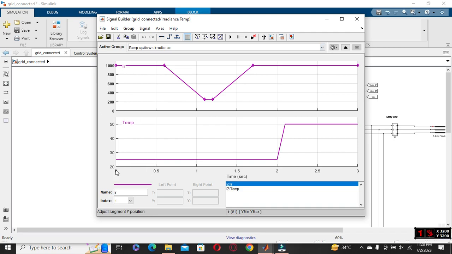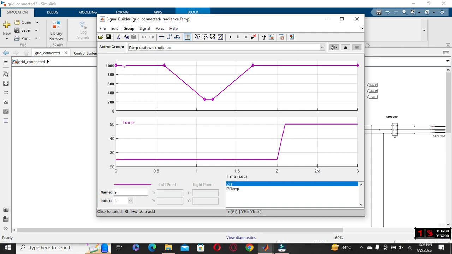The second graph is the temperature. It shows that the minimum temperature is 25 Celsius and the maximum is 50 Celsius. If we are doing research on the solar system, we have to measure the different values of the solar panel with respect to the temperature. So we have to consider the value of the temperature at different levels. In this simulation we considered 25 Celsius and 50 Celsius.